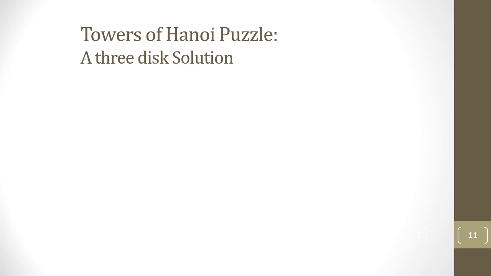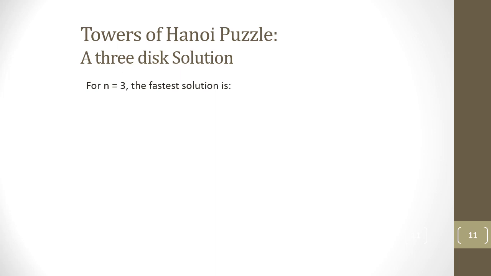For two disks, how many operations are required? So we start off with picking the smallest disk and placing it in the middle post. Then picking the largest disk from the left post and placing it on the right post. Then we pick the smallest disk, which was in the middle post, and put it on the right post, and in three operations we have moved the two disks from the left post to the right post.